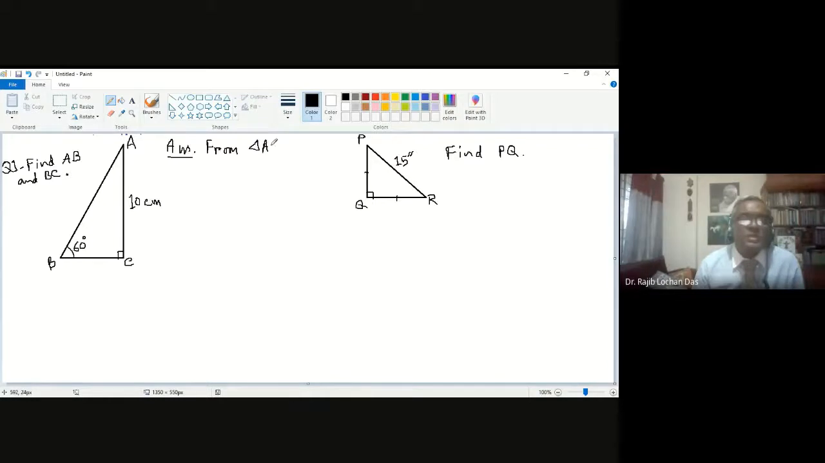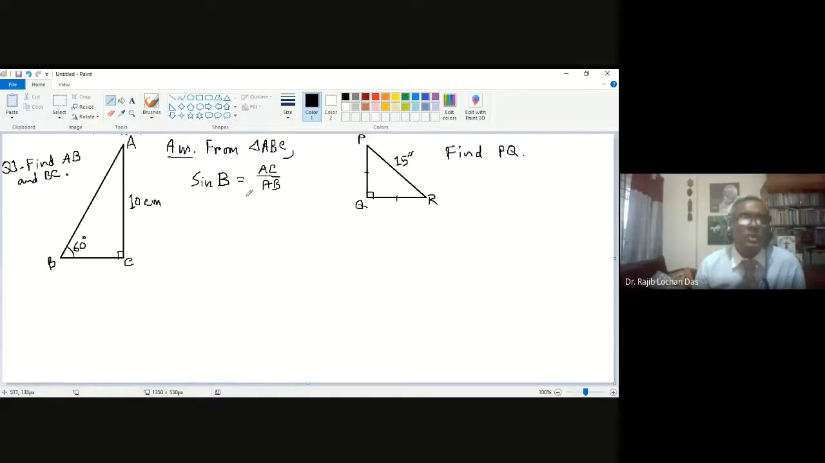Triangle ABC, sine B angle. You can write sine B, just sine B is okay. If you write the angle sign here, that is also all right. If you do not use the angle sign, that is also all right, no problem. Sine B equal to opposite by hypotenuse. Opposite is AC, hypotenuse is AB.